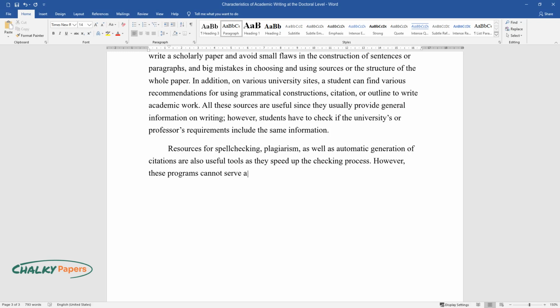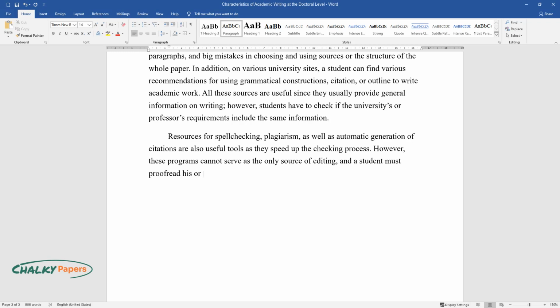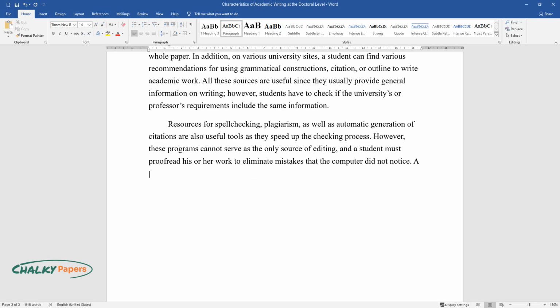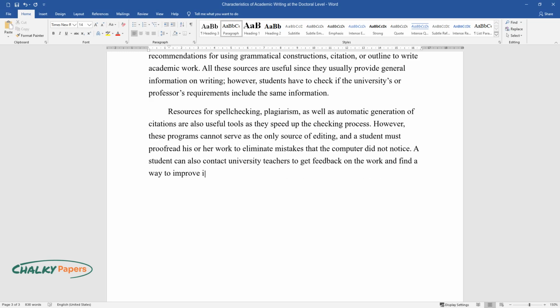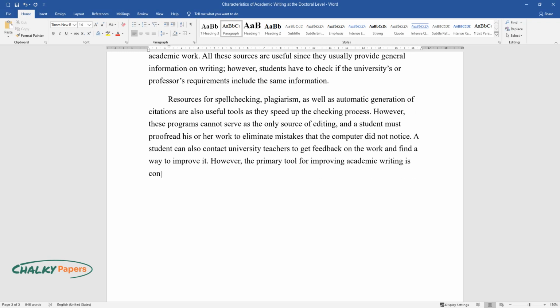However, these programs cannot serve as the only source of editing, and a student must proofread his or her work to eliminate mistakes that the computer did not notice. A student can also contact university teachers to get feedback on the work and find a way to improve it. However, the primary tool for improving academic writing is constant practicing, rewriting, and editing.